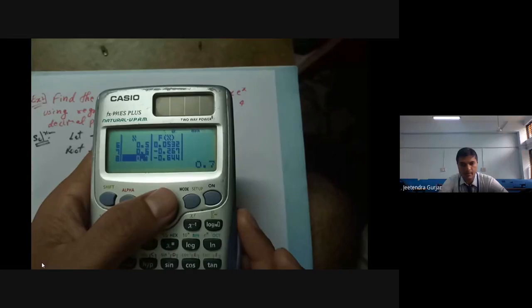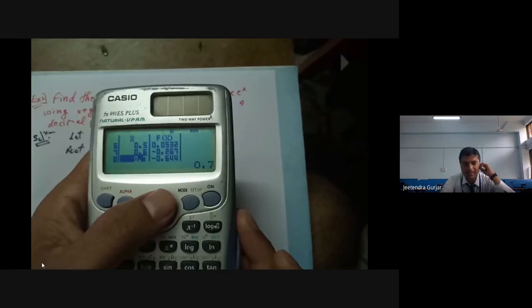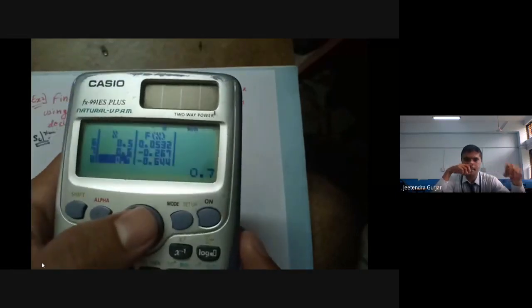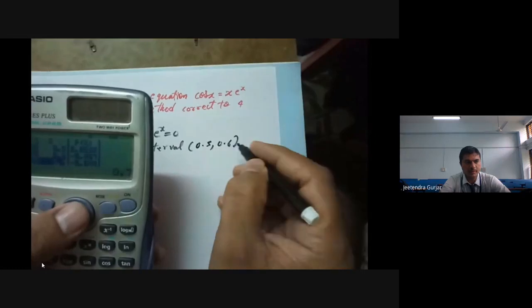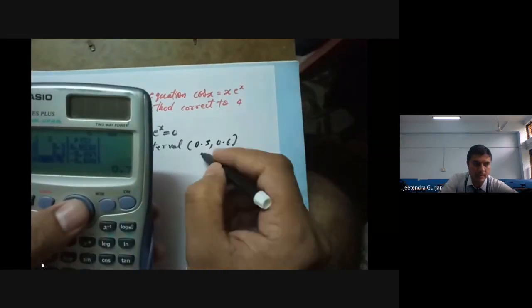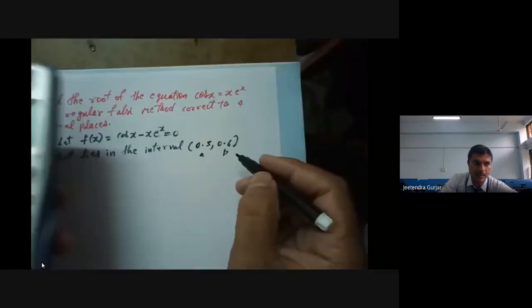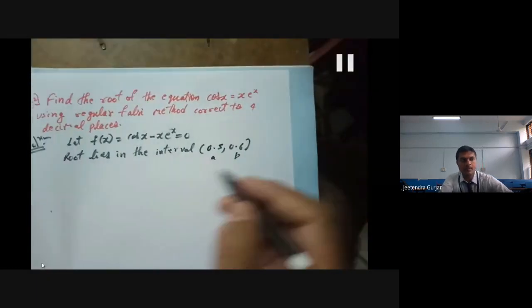Okay, I will finish this and I will remove the calculator. It is all given already. Fine. Okay, so you can see 0.5 and 0.6 is our interval. This is our A and this is our B now. So you can see how we have got the root. Root lies in the interval. When we take root lies in the interval, one must be positive and one must be negative.